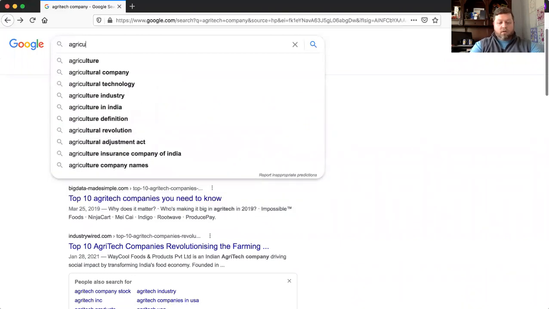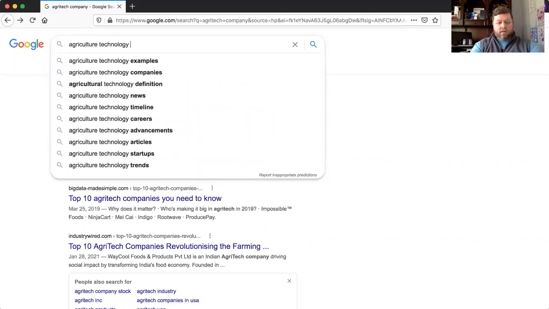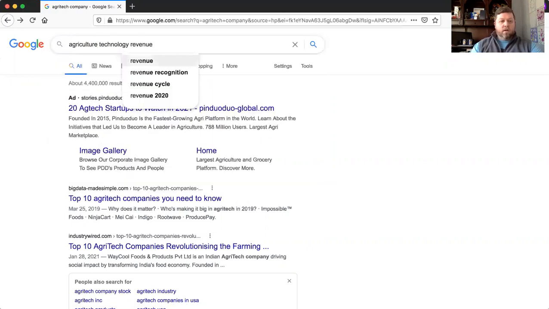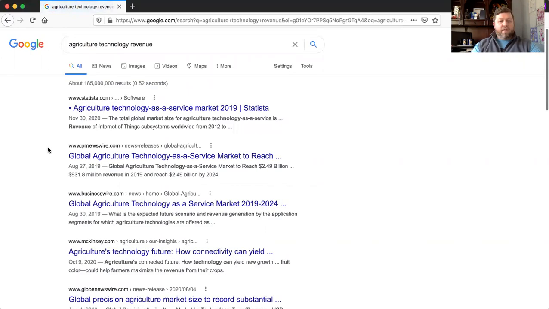agriculture, technology, revenue. Let's just see if we got anything out there. So global agriculture technology as a service market looks like it's getting into the billions. Not huge, only about 2.4 billion by 2024.